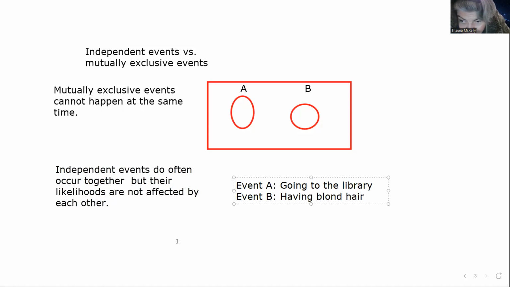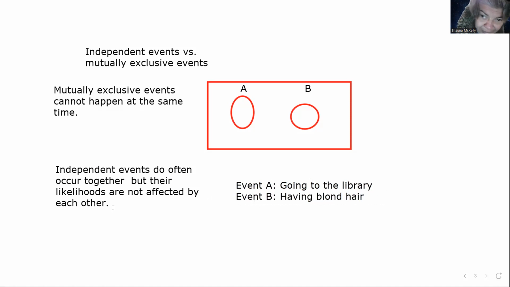Now, do they have an impact on each other? If you go to the library, are you more likely to have blonde hair? Or if you have blonde hair, you're more likely to use the library? They don't affect each other. Those are independent events, okay? They're not mutually exclusive, but they are independent, okay? And we have a formula to determine independence, just like we have a way to determine mutual exclusivity, all right? We'll talk about that later.